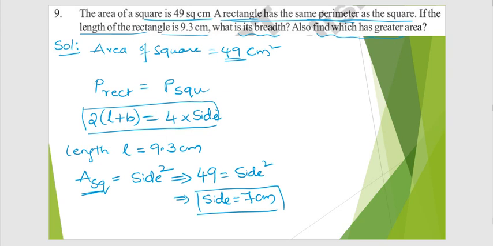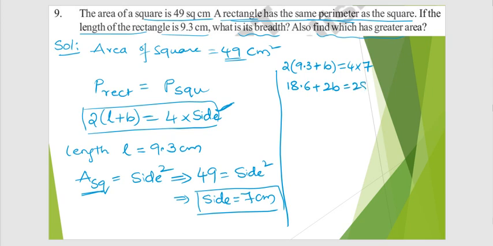Next, one more condition is given now here. So what is that? 2 times of (L plus B) is equal to 4 times of side. Right? So using this condition, 2 times of, what is length here? Length is nothing but 9.3. We don't know breadth now, so keep it as B only, is equal to 4 times of, what is the side of square given? So 7. So 2 times of 9.3, 18.6, plus 2 times of B is equal to 7 4s are 28.